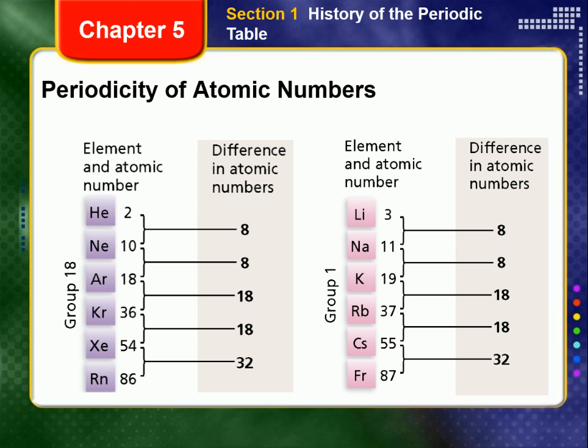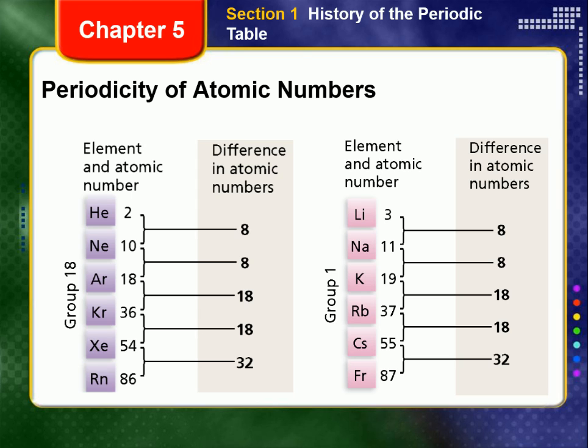The remaining noble gases, in order of increasing number, are argon, number 18, krypton, number 36, xenon, number 54, and radon, number 86. These differences in atomic number between successive noble gases are shown in figure 5-4 on page 126 of your text or on the screen now. These are the atomic number differences between the elements of group 1, which are all solid silvery metals, and as you can see, the differences in atomic number between the group 1 metals follow the same pattern as the differences in atomic number between the noble gases.